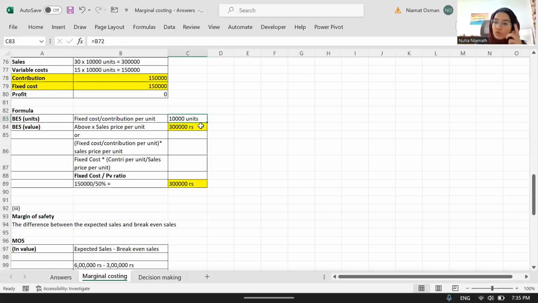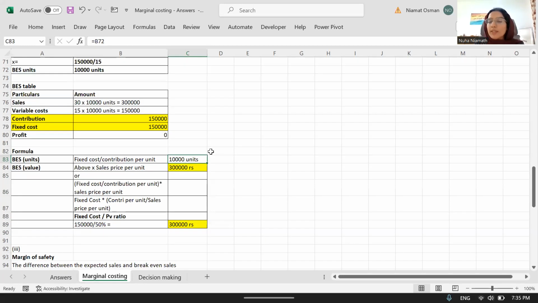Now, for this also, there is a formula we can derive. What is it? So you know that fixed cost divided by contribution per unit will give me my break-even sales units. Now, if I multiply the above with the sales price, Sophia, which part do you want me to repeat? Break-even sales in units?